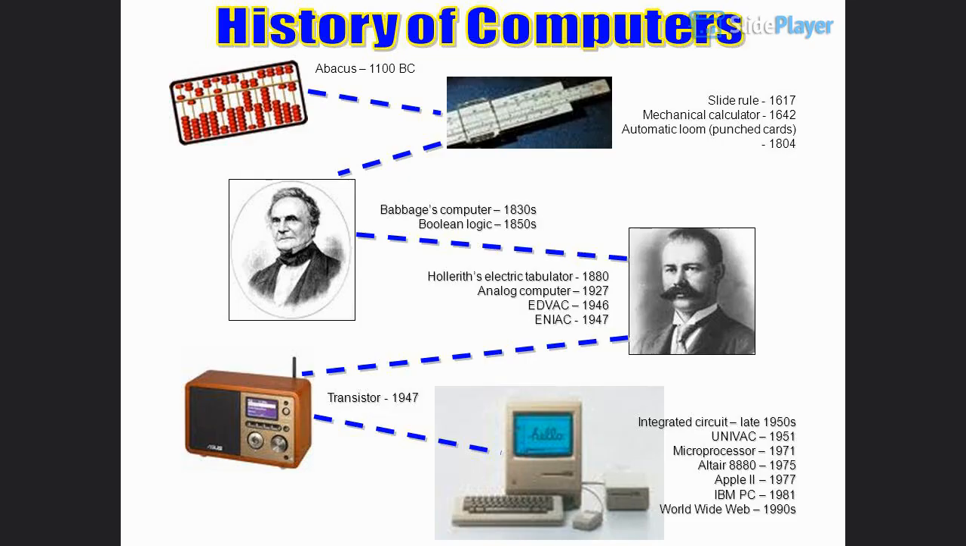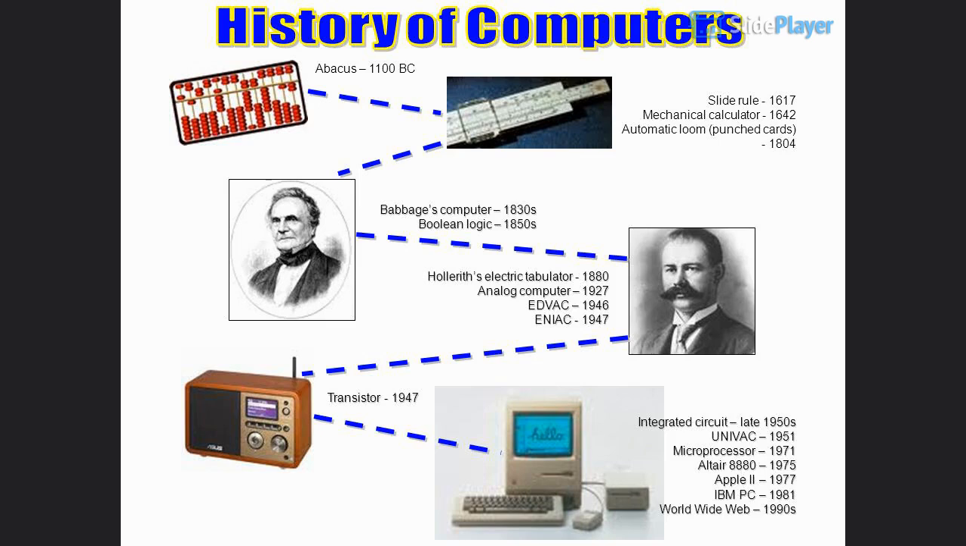History of Computers. Abacus, 1100 BC. Slide rule, 1617. Mechanical calculator, 1642. Automatic loom, punched cards, 1804. Babbage's computer, 1830s. Boolean logic, 1850s. Hollerith's electric tabulator, 1880. Analog computer, 1927. EDVAC, 1946. ENIAC, 1947.